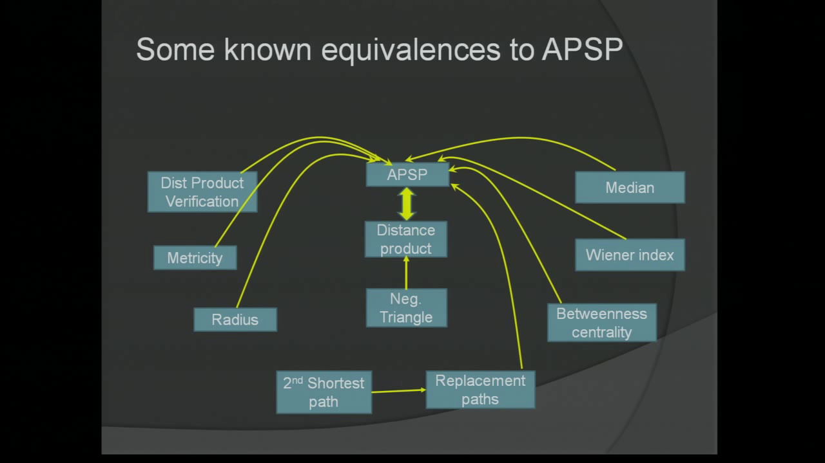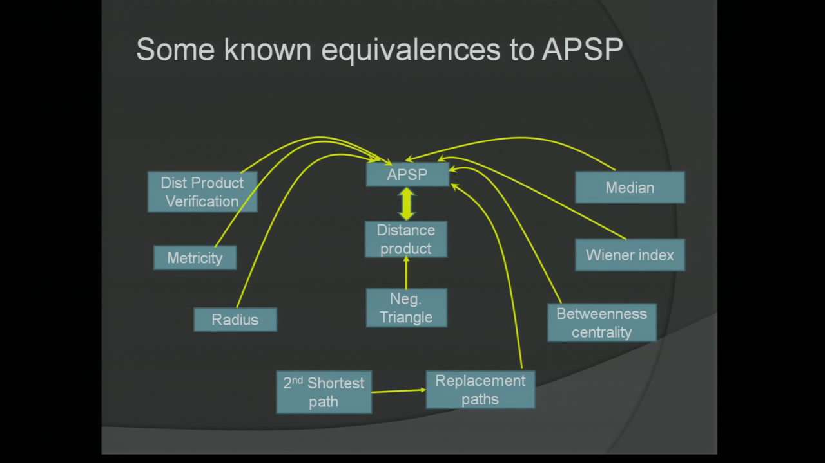Second shortest path is an even simpler problem, which I mentioned yesterday. Instead of computing the shortest path between two nodes, we now want to know what's the second shortest path on the list of shortest paths by distance.